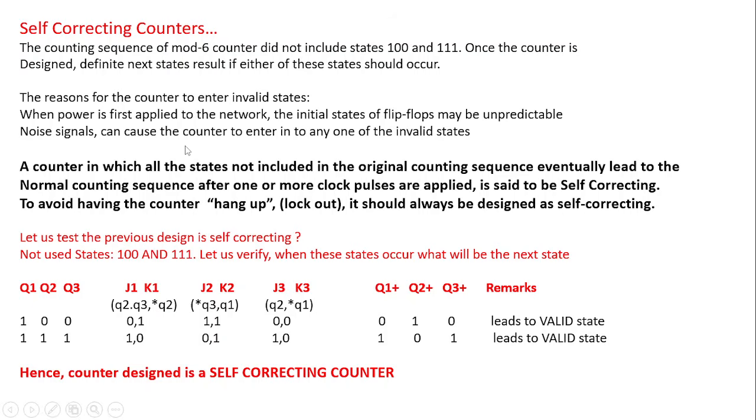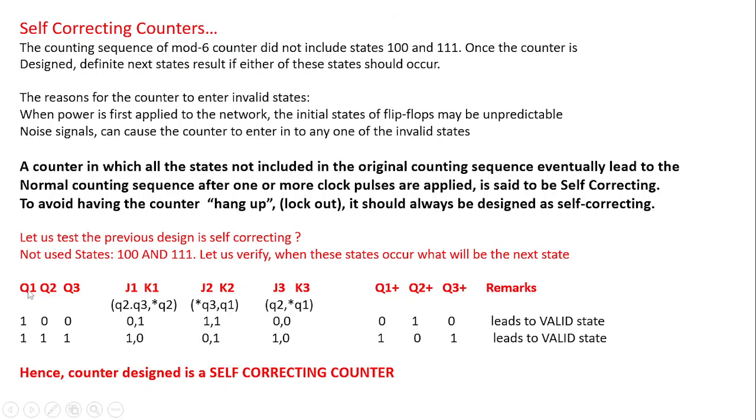Now we have to prove whether the counter which has been designed is self-correctable or not. In the sense, if by chance it enters into any one of these states, does it come back to any one of the valid states, or does it hang up or lock out and never enter any of the valid states? This we have to prove. So what is the method to prove whether it's a self-correcting counter or not?